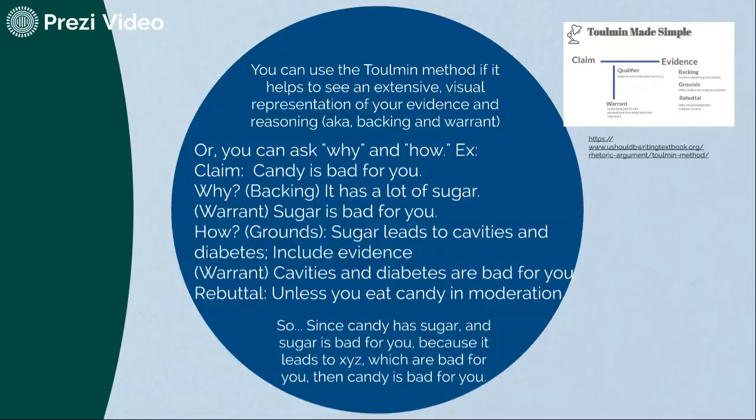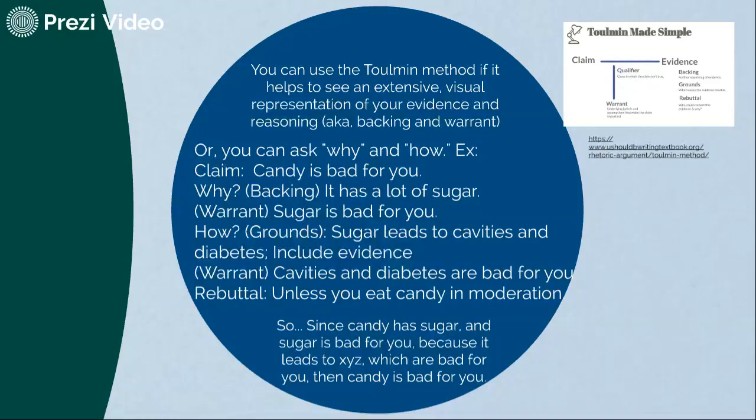If my claim is that candy is bad for you, why, or backing: it has a lot of sugar. My warrant is then, okay, sugar must be bad for you. Well, how? What are the grounds? Sugar leads to cavities and diabetes. This is where I would include evidence or sources that maybe discuss side effects or health issues, or case studies that suggest how sugar leads to diseases and poor health. And then the warrant there is that cavities and diabetes are bad for you.